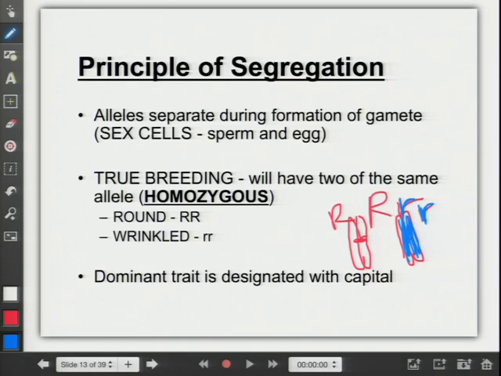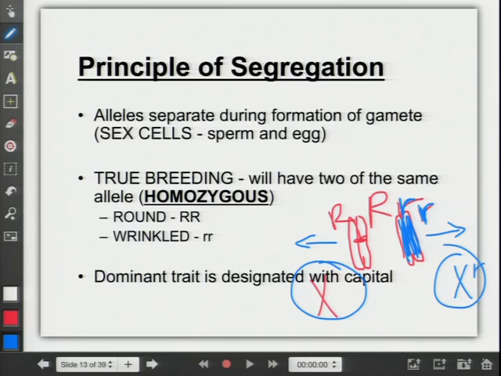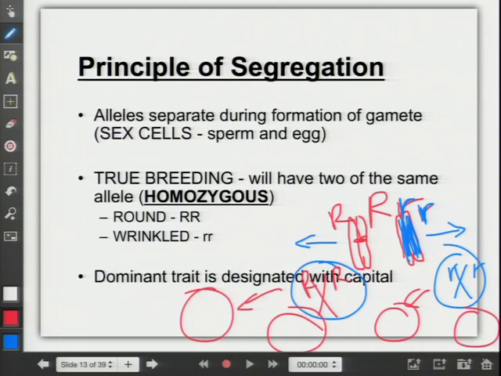When you end up making gametes, what happens? That guy goes this way, meiosis one. These are little r's, these are big R's. The alleles come apart, they don't stay together. You can't have big R, little r in a gamete. You have half big R and half little r. Because then if we finish meiosis and we pull apart those guys and we pull apart these guys.